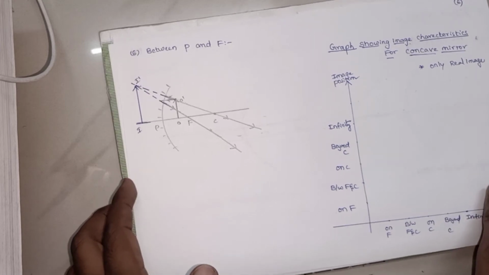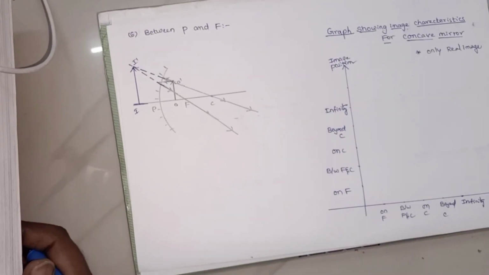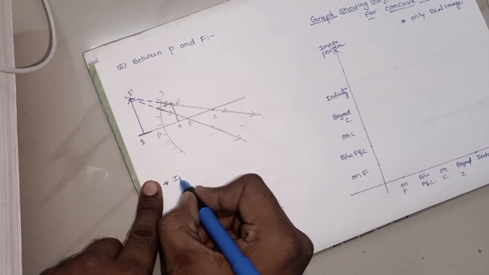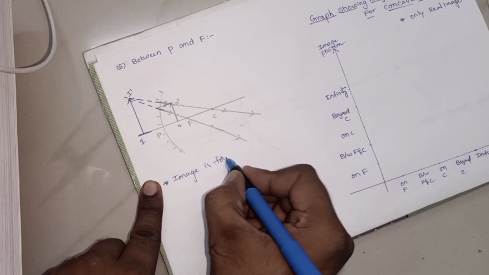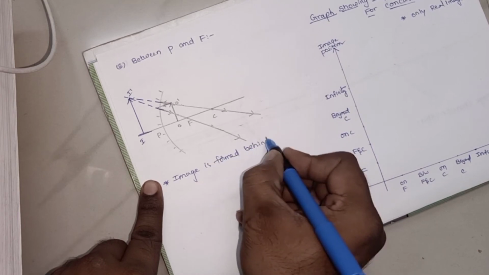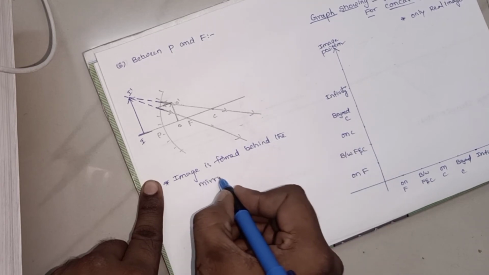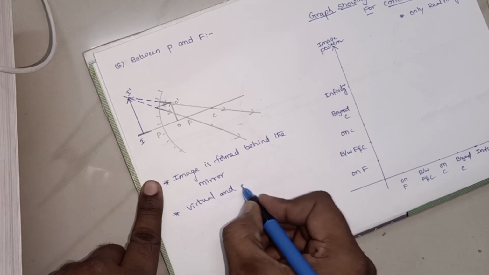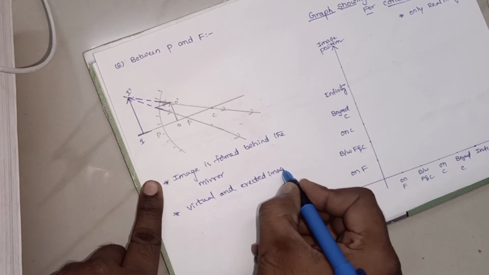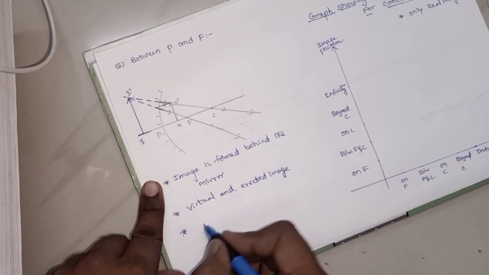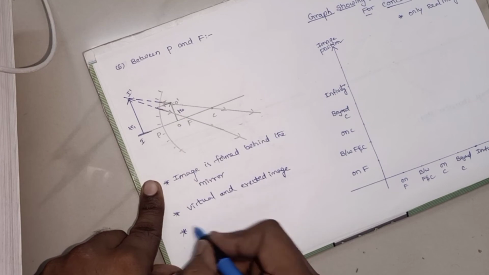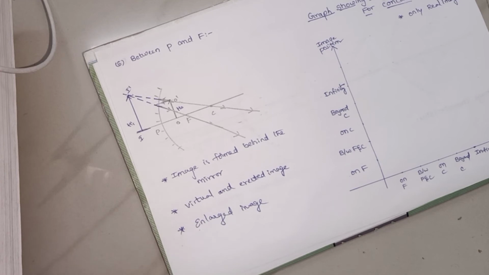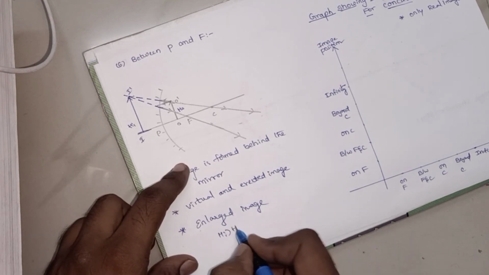Clear? So where is the image formed? The image is formed behind the mirror and it is a virtual and erect image. And I will say this is the height of the object, this is the height of the image. So it is an enlarged image. Why? Because the height of the image is more than the height of the object.